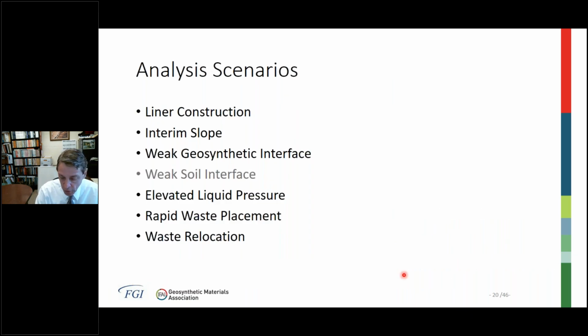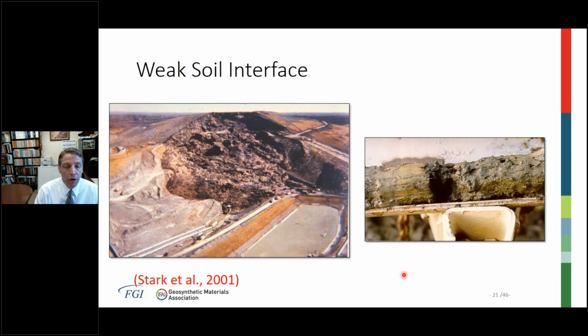Okay, next is a weak soil interface. Here's an example where municipal solid waste was grandfathered on top of an existing colluvial deposit, and the photograph that I'm pointing to on the right shows you some of the soft, saturated colluvial material that was underneath the MSW. So another example of strong material over a weak material causing a translational slide. So that's natural weak soil.